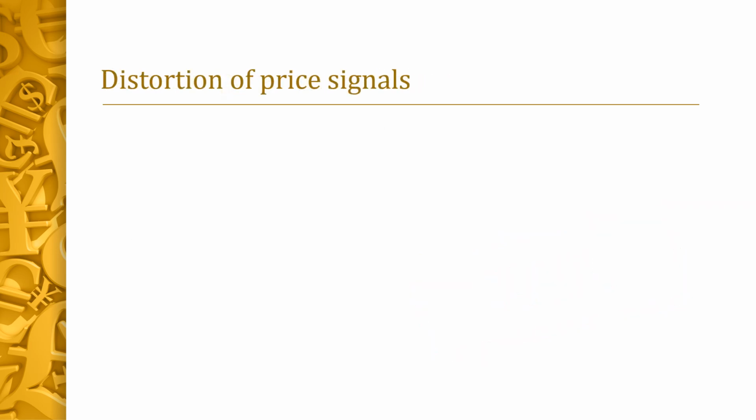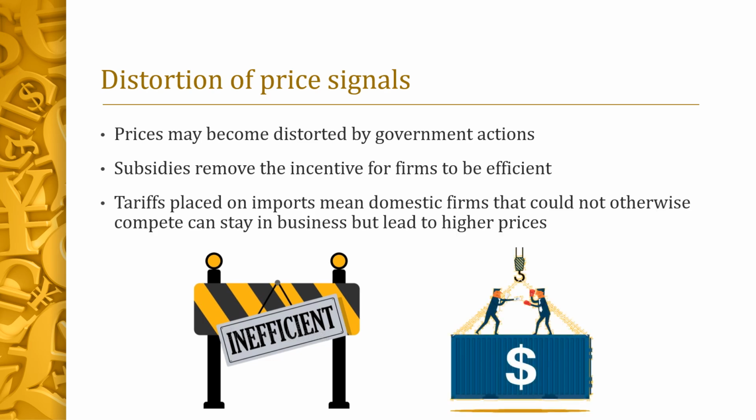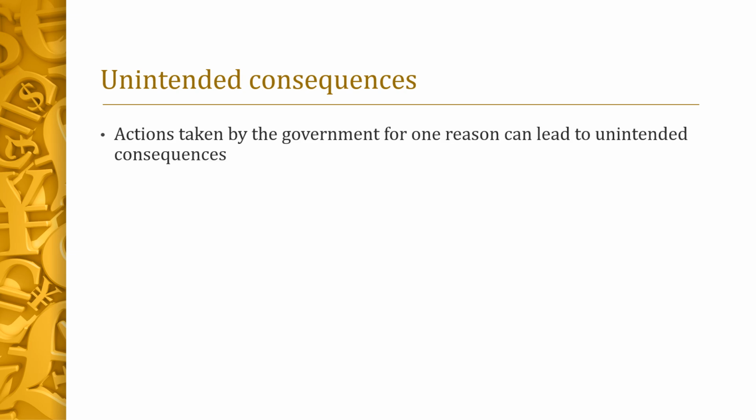Prices may become distorted as a result of government actions. For example, subsidies remove the incentive for firms to become efficient. This can keep prices very high. Tariffs placed on imports mean domestic firms that could not otherwise compete can stay in business, but they lead to higher prices for consumers.